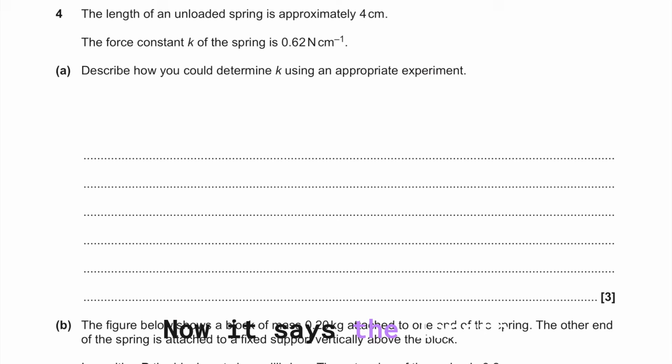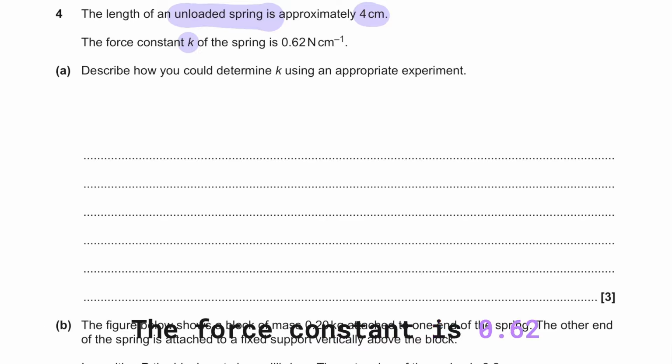It says the length of an unloaded spring is approximately 4 centimeters. The force constant is 0.62 newtons per centimeter. Describe how you could determine k using an appropriate experiment. I think this is one of the easiest questions asked.